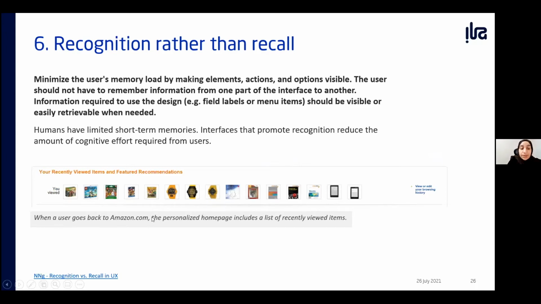An example here we have is Amazon. What they are doing is that they show you your recently viewed items. So the next time that you are going to shop again from Amazon, you will see the list of options that you have already seen. So you can continue from the same point. You don't have to remember what you were doing the last time you visited their website.